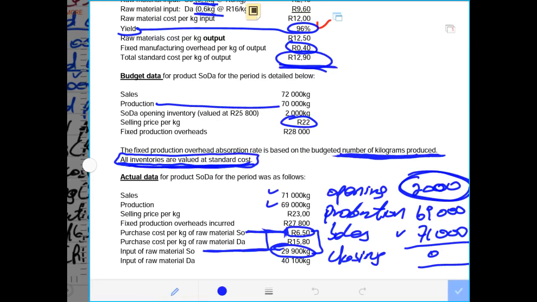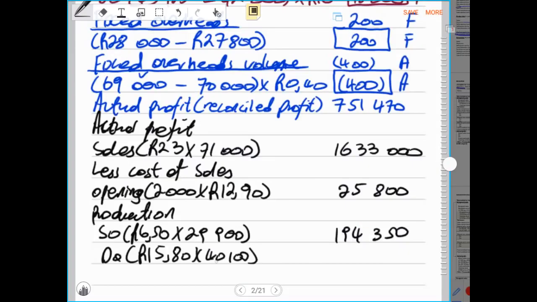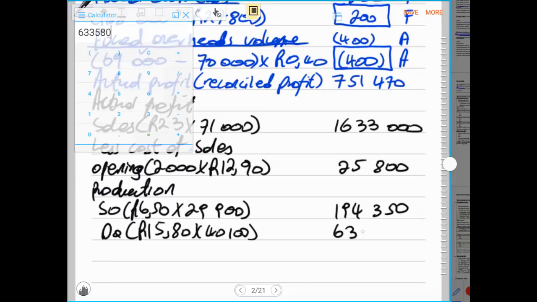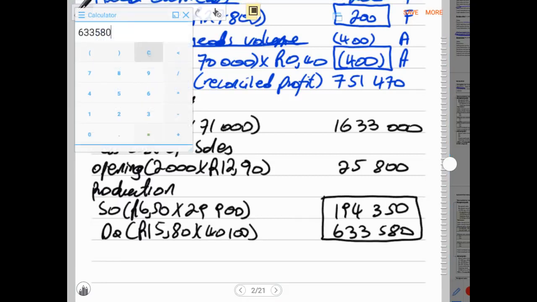We bought material DA at 15 rand 80 cents, and we issued 40,100 kgs. So we multiply these two, 15 rand 80 cents times 40,100, and that gives us the actual cost, 633,580. So our production in this case is made of the two materials, same as previously, but we just split it because of the information provided to us.